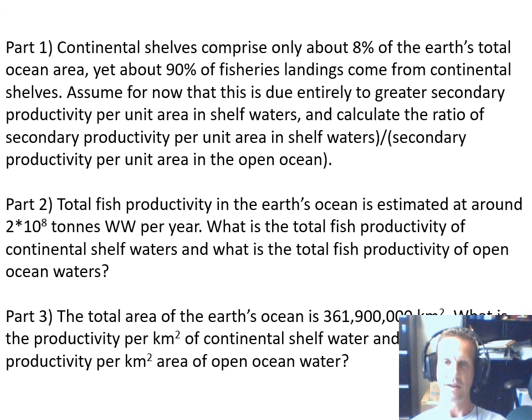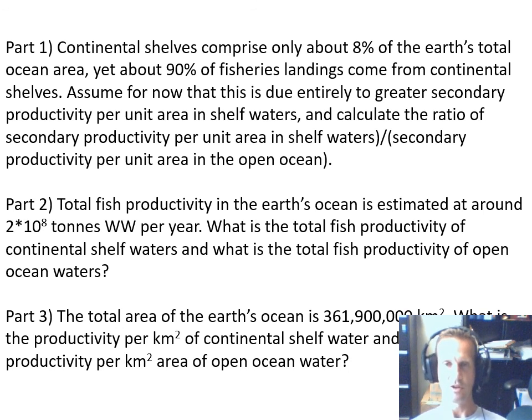So part one: continental shelves comprise only about 8% of the Earth's total ocean area, yet about 90% of fisheries landings come from continental shelves. So we're making the assumption here that that's simply because continental shelf waters on a per area basis are much more productive than open ocean waters. That could be because continental shelf waters, as we talked about in the primary production lecture, have higher primary productivity due to the nutrients in those waters from runoff and upwelling. So it's not unreasonable to think that those waters might have higher primary productivity and therefore higher secondary productivity, and that could be the explanation for why we get 90% of our fisheries production from the continental shelf waters.